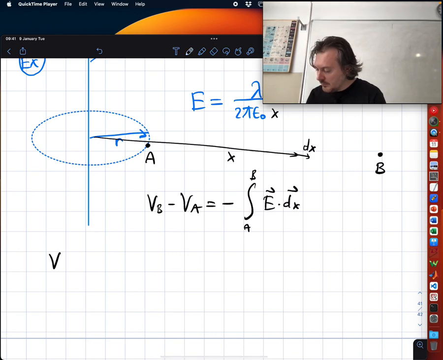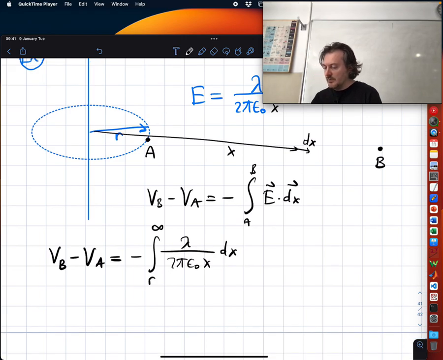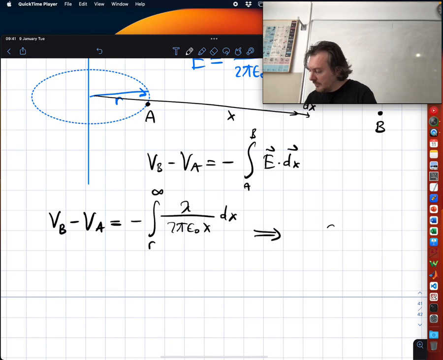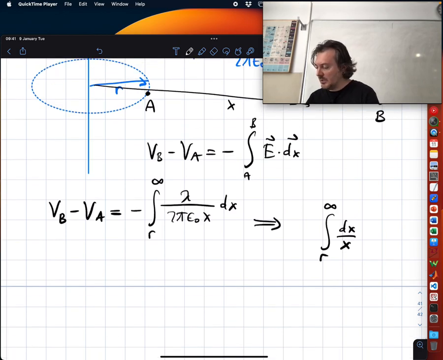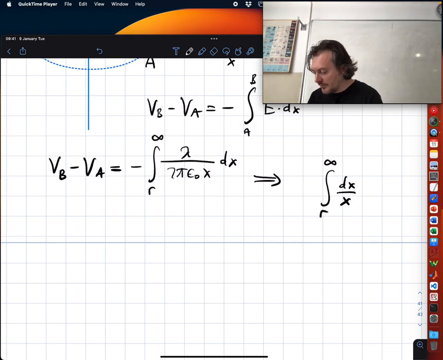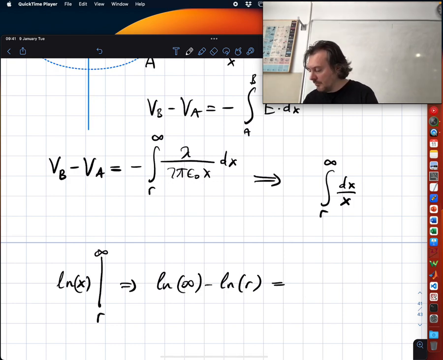So Vb minus Va, if we are talking about Vb being at infinity, then this integral goes from r to infinity, and I have lambda over 2 pi epsilon 0 x dx, right? As you can see, I end up with an integral that looks like this. Although it goes slowly, it does go to infinity. Because integral of 1 over x is ln x, and when you evaluate ln x between infinity and r, you get this ln infinity problem. Do you see the problem? This is the problem.